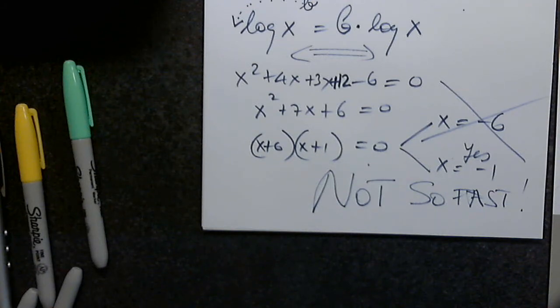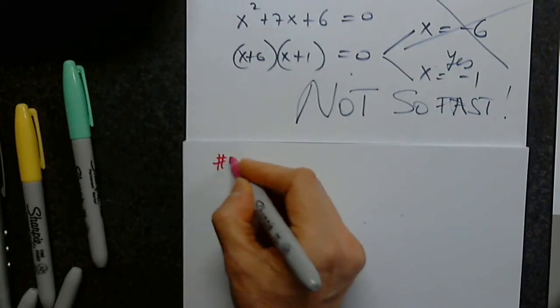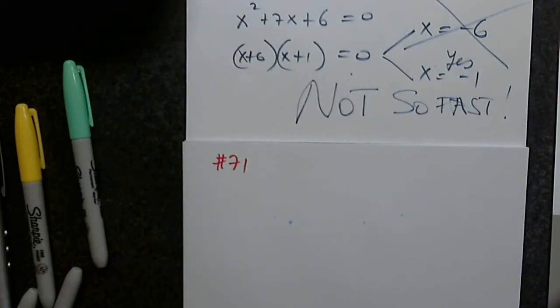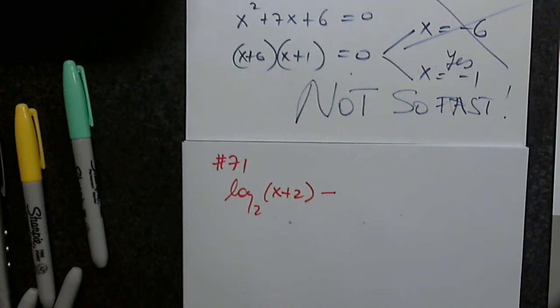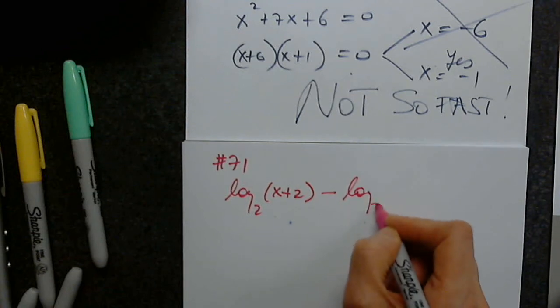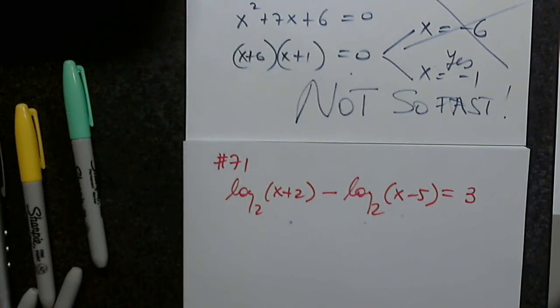Number 71. You can choose if you want. If you want to choose, I'll be more than happy. 71. Log base 2 of x plus 2 minus log base 2 of x minus 5 equals 3.